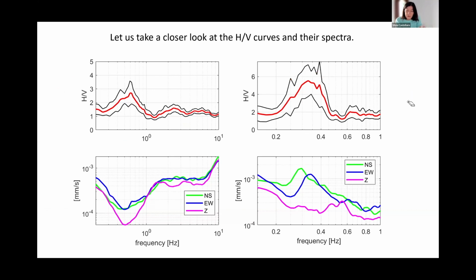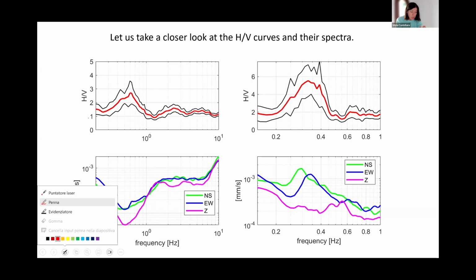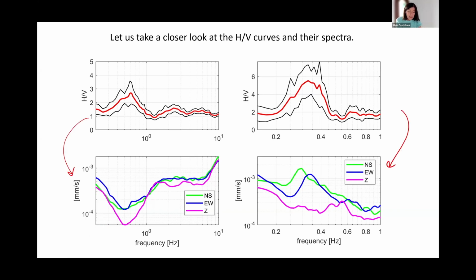But if you take a look at the spectra from which they derive, then you'll see that these spectra are completely different, and completely different is their meaning. This HV peak here is linked to a minimum in the vertical spectral component. So I have an HV curve where the HV peak is linked to a minimum in the vertical component. On the other side, I have an HV peak which is, on the opposite, linked to a maximum in the horizontal components. So here I have a minimum in the vertical component. Here I have a maximum in the horizontal components.